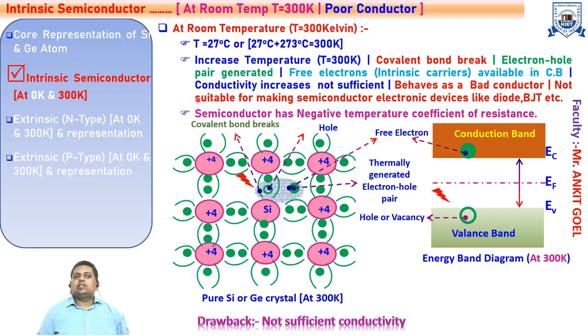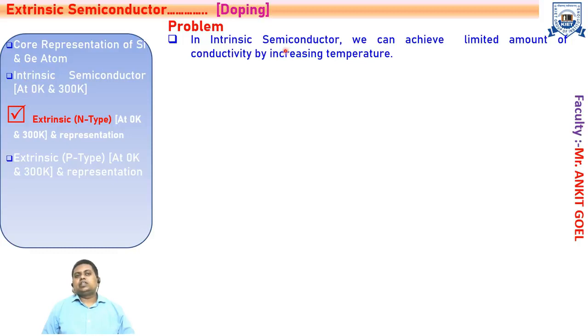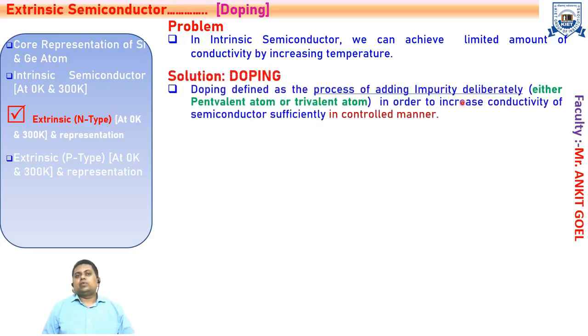So we need to find some alternative way to increase the conductivity of the semiconductor. The drawback of the intrinsic semiconductor is that on increasing the temperature, we have not achieved a sufficient amount of conductivity. That's why we cannot use the intrinsic semiconductor as a material for manufacturing electronic devices. One way is doping. When we do doping in the semiconductor, we get another category of semiconductor called the extrinsic semiconductor. Doping is the process of adding impurity in order to increase the conductivity of the semiconductor.